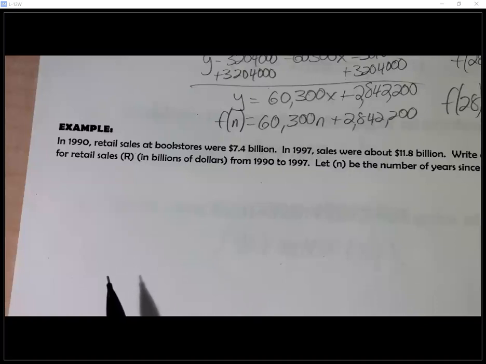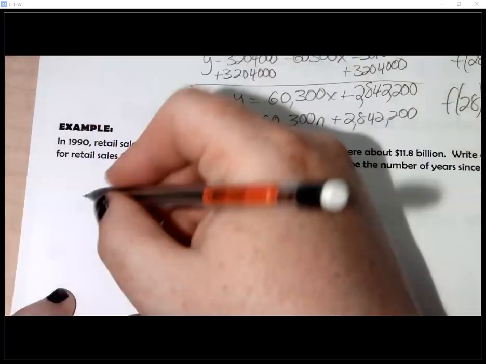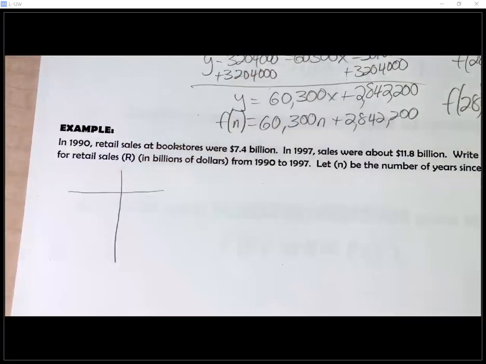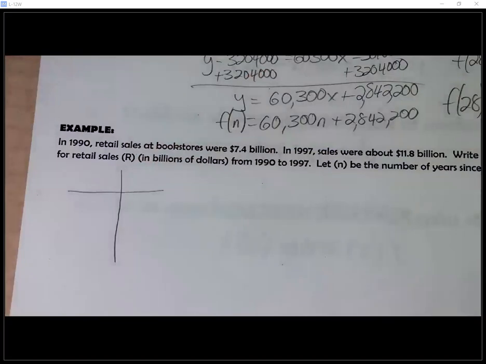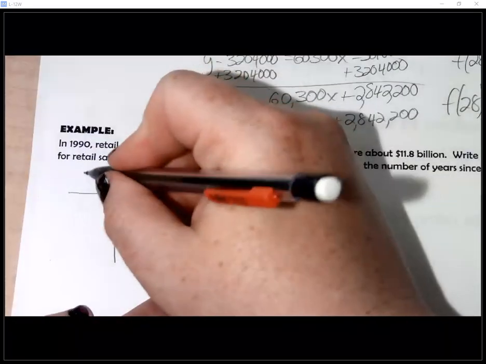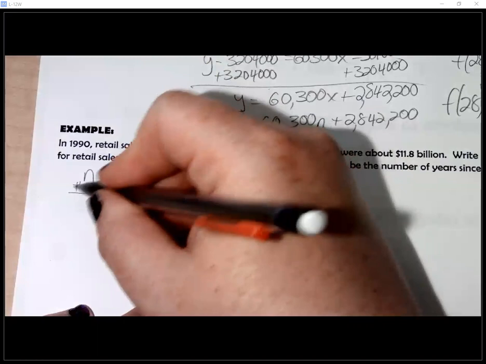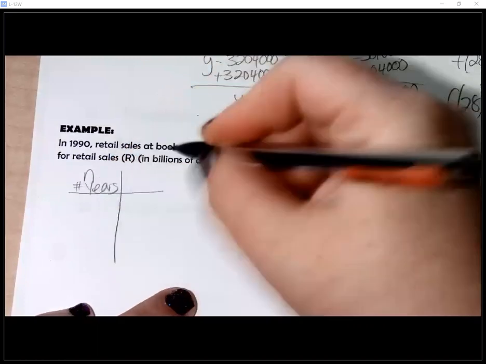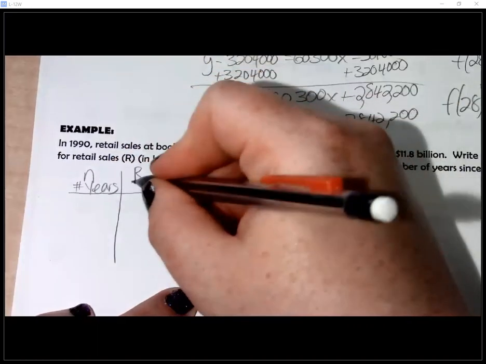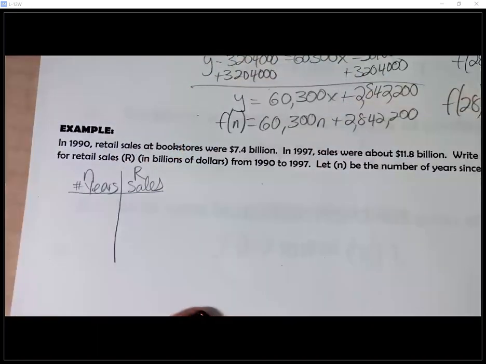So who's independent and who's dependent? Where would the number of years go? Is that going in for X or Y? Yes. And my number of years, and then my retail sales. This time they gave me both bits of information that I need. I don't need to calculate anything. They gave it right to me.